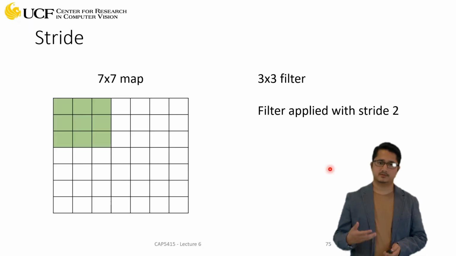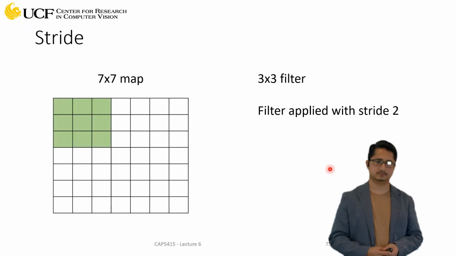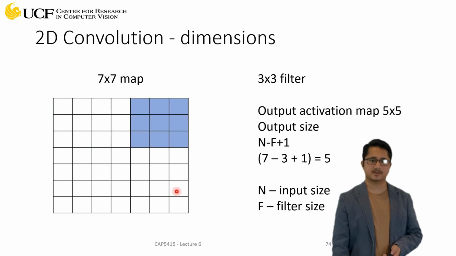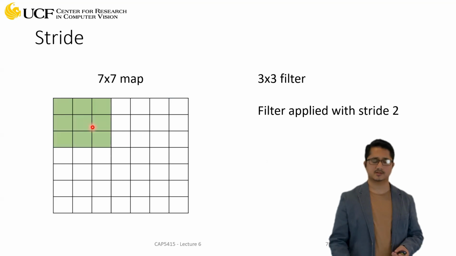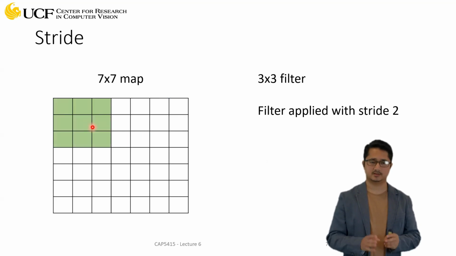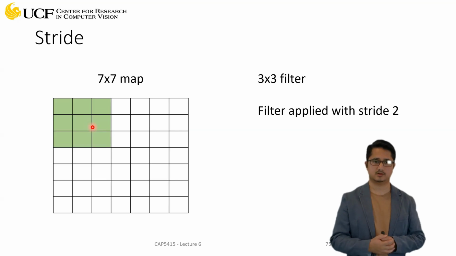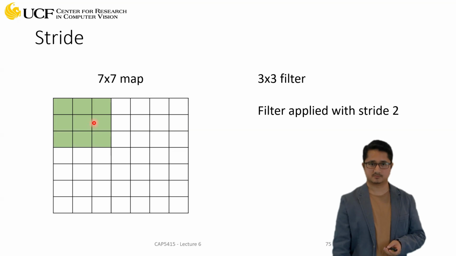Let's see what the different variations are when we perform convolution. In the previous case, we were trying to place this kernel at as many locations as we can. Now there is a concept called stride, which is one of the hyperparameters of your convolutional neural networks. Stride defines how many pixels you are going to skip when you move from one location to the next.